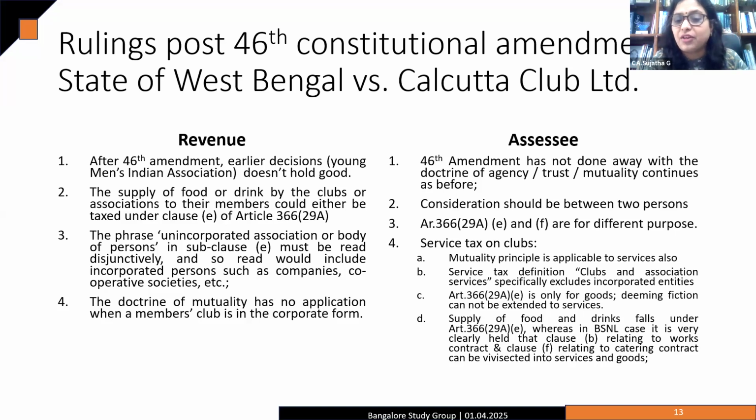And the service tax definition, if you look at it, the clubs and association, I would like to take a pause here, because I may be wrong. As per my understanding, up to 2012, the Service Tax Act, the definition did not cover unincorporated clubs. And after 2012, some negative list was introduced through which some incorporated clubs were introduced. So because of that, in both the cases, service tax got escaped through the concept of mutuality. So somebody can clarify on this.